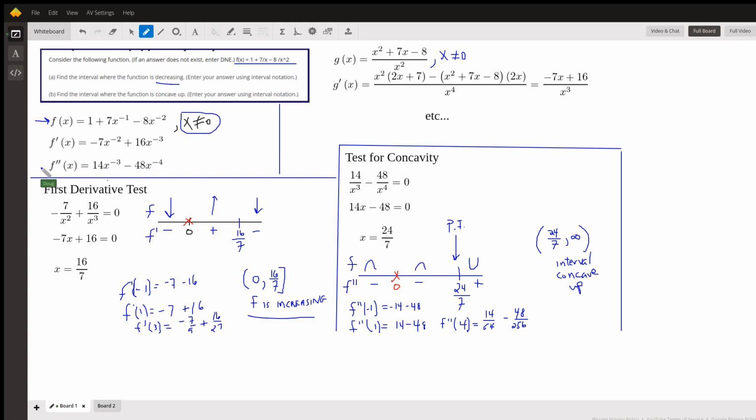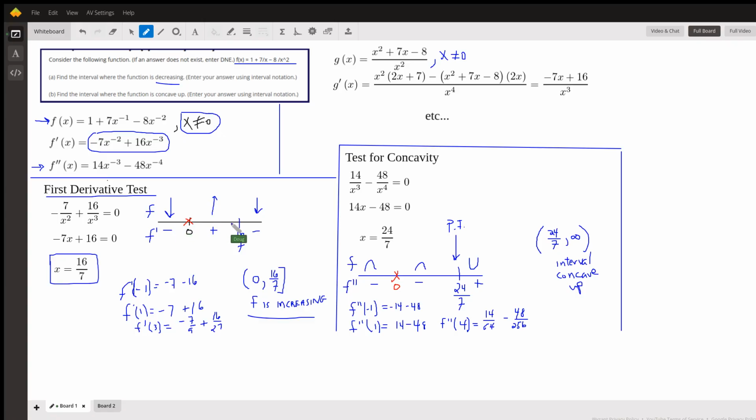And here's f double prime. To apply the first derivative test, we want to know when this expression equals 0. So that's negative 7 over x squared plus 16 over x cubed. Multiply every term by x cubed to clear the fractions, and x is 16/7. That's your critical number, where the slope of the tangent line is 0.